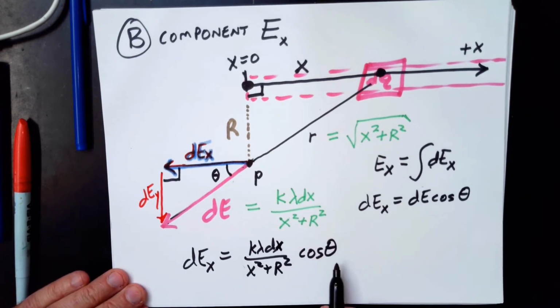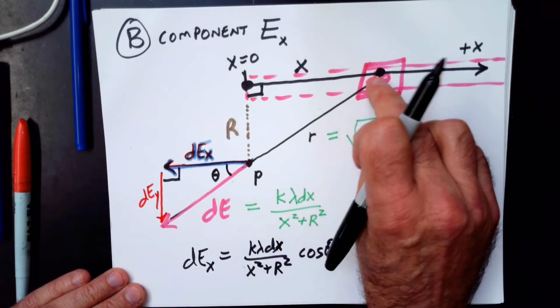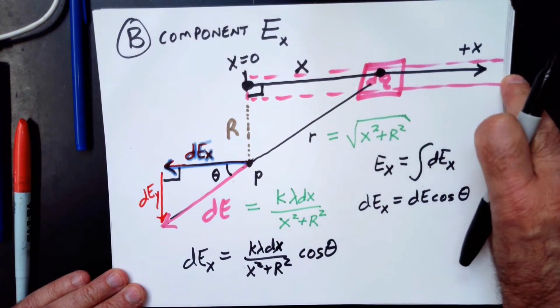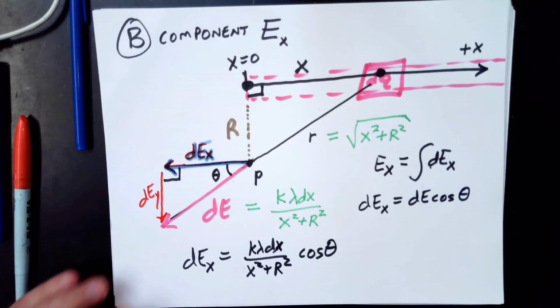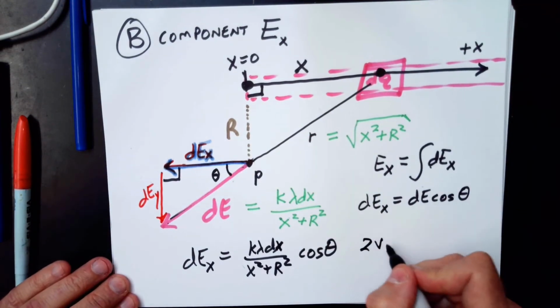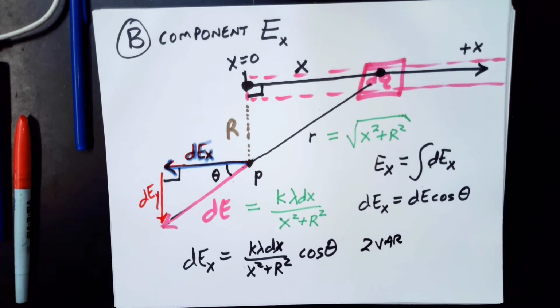We have the same problem we had before, though. We run into this problem. We have two variables now. We have theta and x, because clearly as x gets bigger and we go this way, and look at the dq going this way, this theta will get smaller. So this is the two variable problem again. So what are we going to do about that?